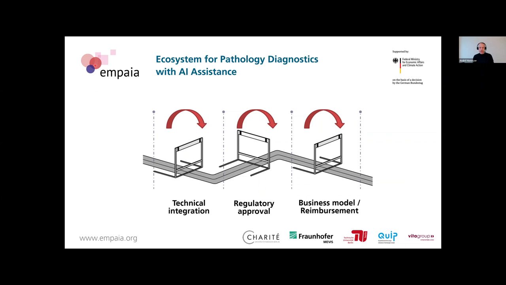The Empire project, funded by the German Federal Ministry of Economic Affairs and Climate Action, carries out several measures to help AI companies overcome these hurdles. The Empire consortium is coordinated by Charité University Hospital in Berlin, Fraunhofer Mewis, my employer. We are one of the partners in the Empire project, and other partners are the Technical University of Berlin and the Quality Assurance Initiative in Pathology. The rest of this talk is based on publications of the Empire project.